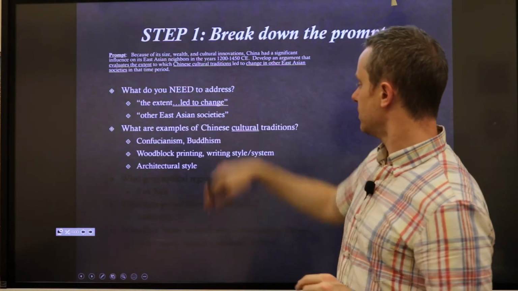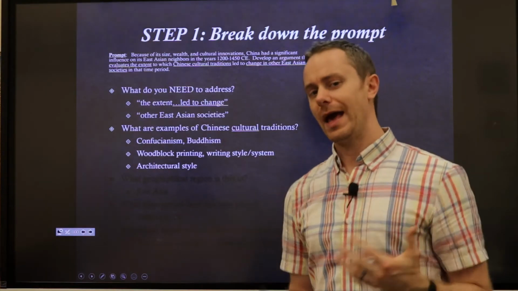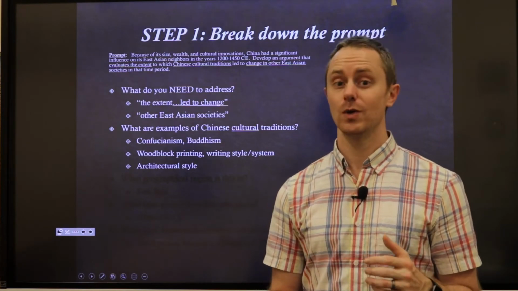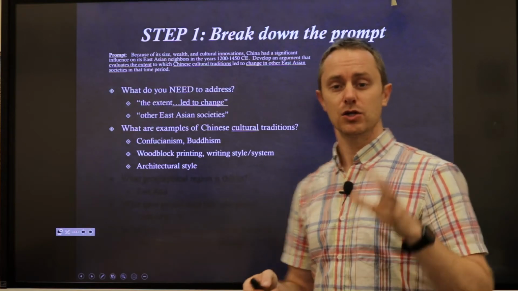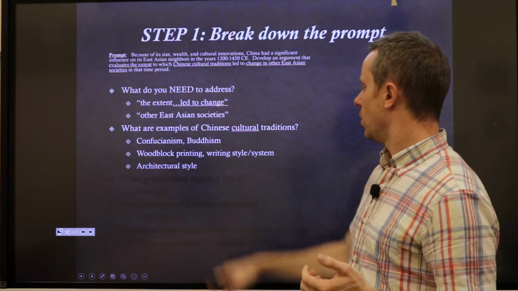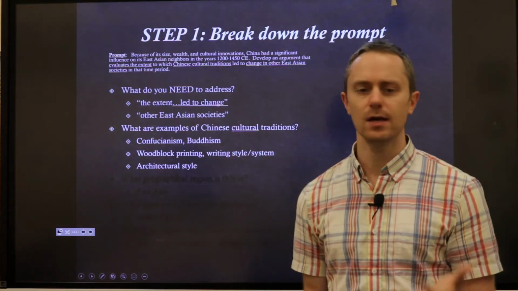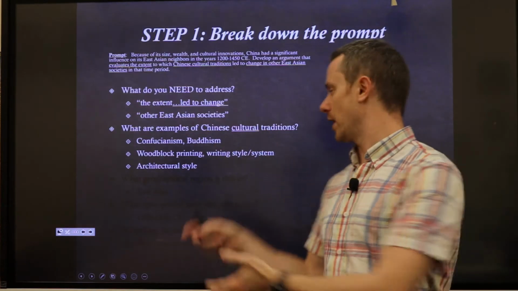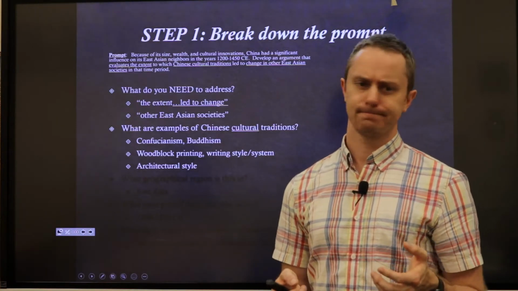If they say societies, it's going to mean some stuff to you, all right? Next, what are some examples of Chinese cultural traditions? This is important because if you don't have any examples in your mind as you're breaking down this prompt, you need to move on to another prompt. You don't know enough. Go to the next prompt. Chinese cultural traditions, a couple examples: Confucianism, Buddhism, woodblock printing, writing style or system, architectural style. There's other things, but these are just a few that might come to mind that you might write about. You don't have to write about all of them. But if you can't rattle off 3 or 4 things real quick, move on.